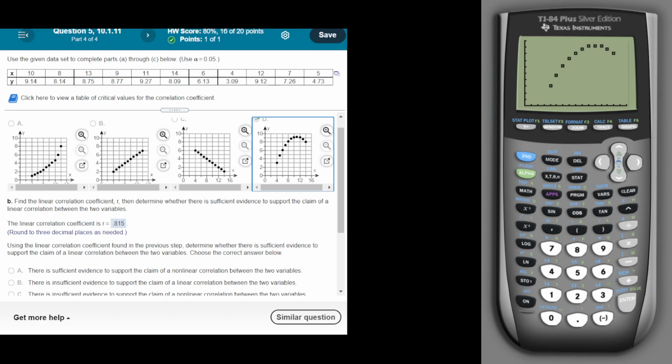If you set up your calculator with the stat plot, so second stat plot, and you already have this turned on, you don't have to go here anymore.